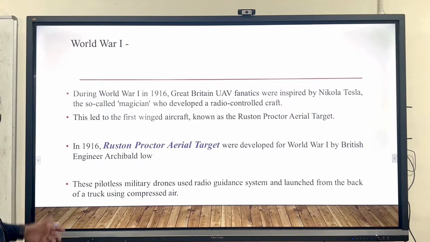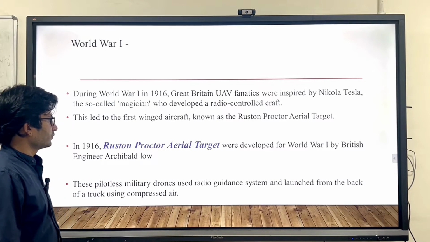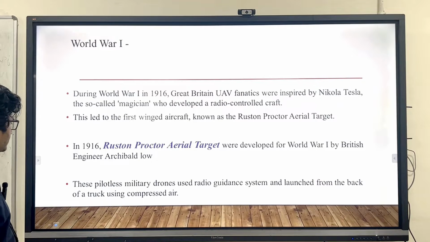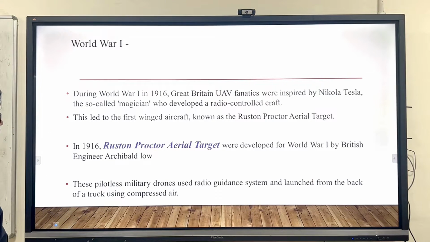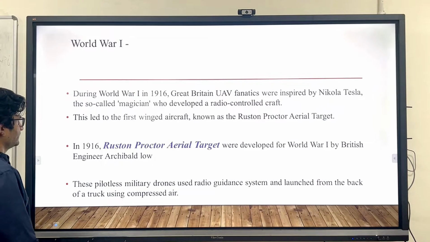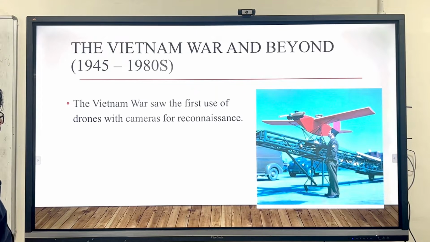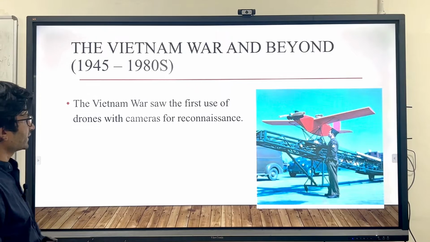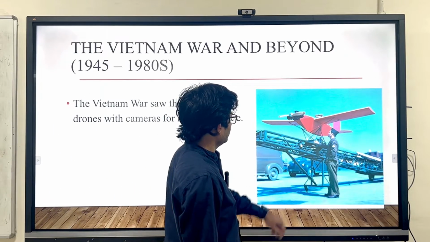If you talk about the World War, then the Russian protector aerial target was developed for World War 1 by a British engineer, and this is actually a military drone, a radio controlled aircraft. And in the Vietnam War and beyond, you can see a drone with a camera which was launched using some kind of catapult mechanism.